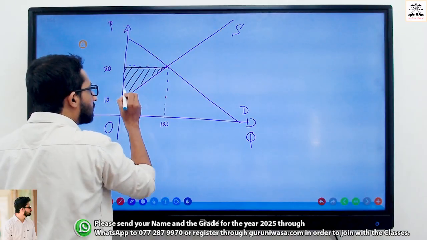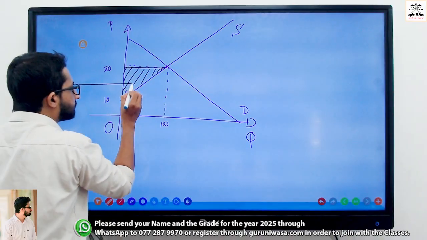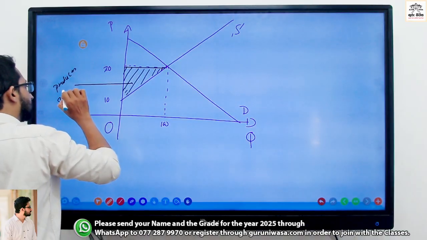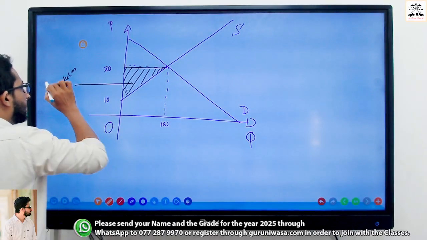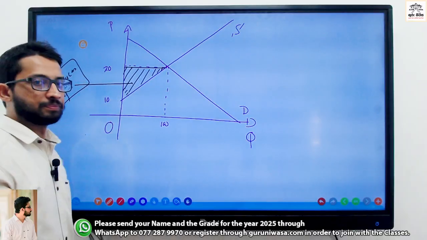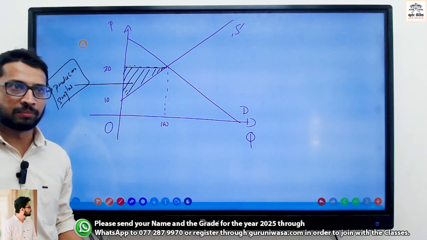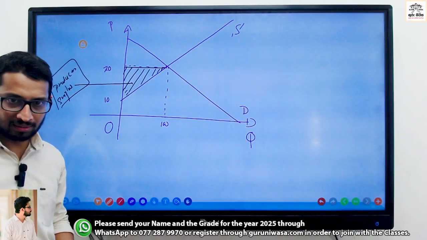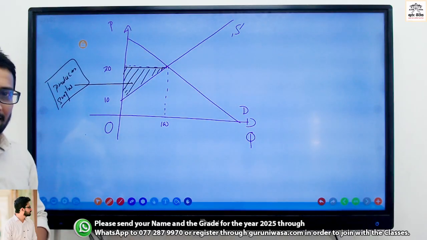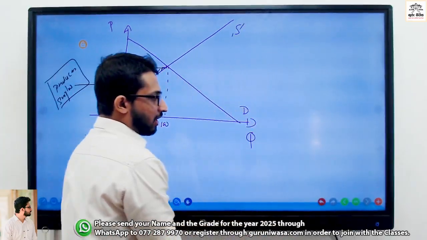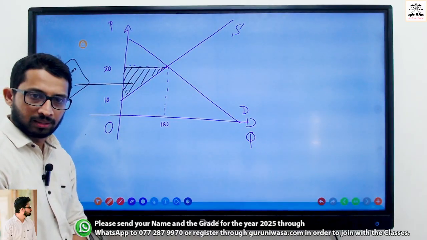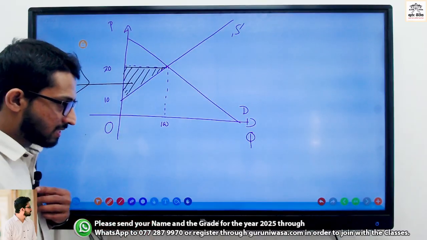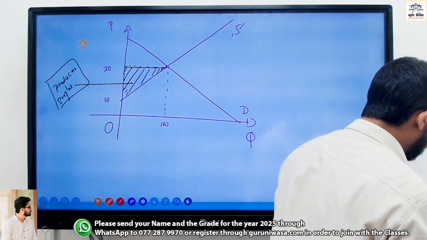This is called the producer surplus. Now, how to calculate the area of this shaded triangle? O-level mathematics: half into base into height. How to calculate the area of this triangle? Half into base into perpendicular height.